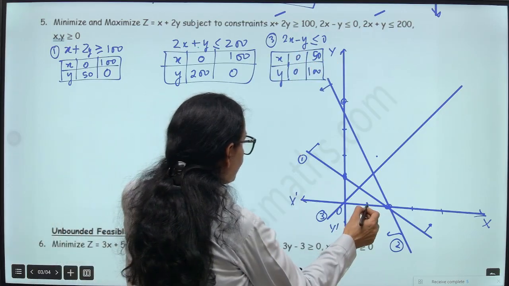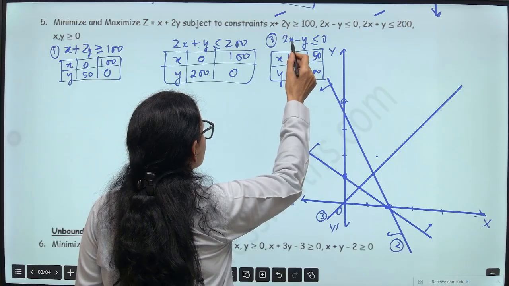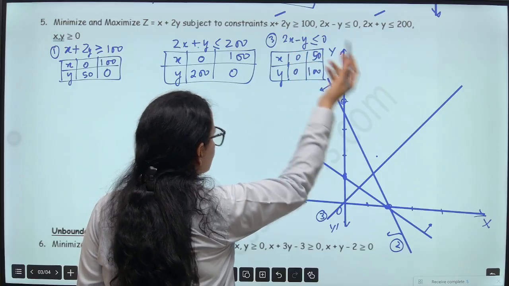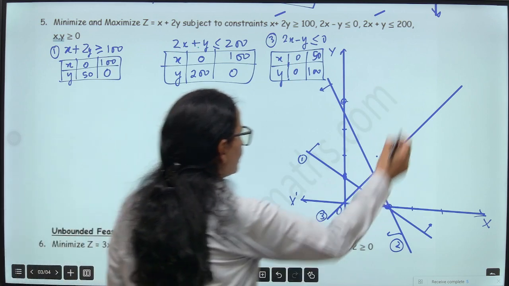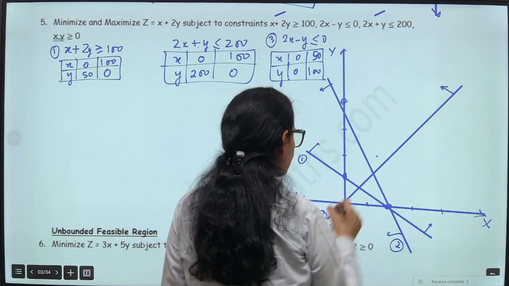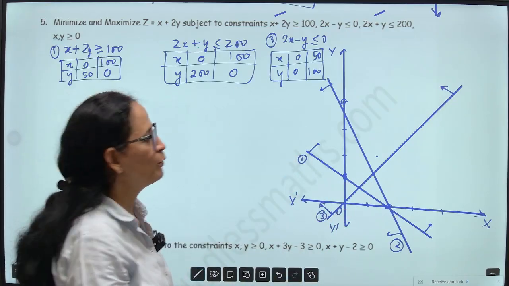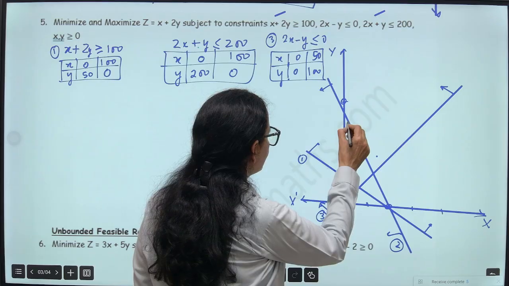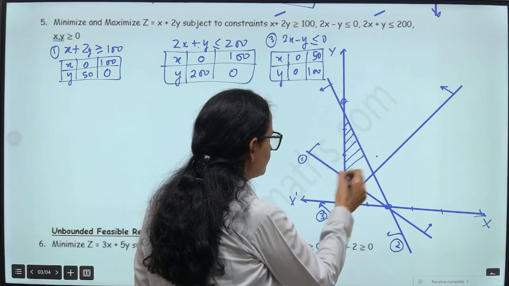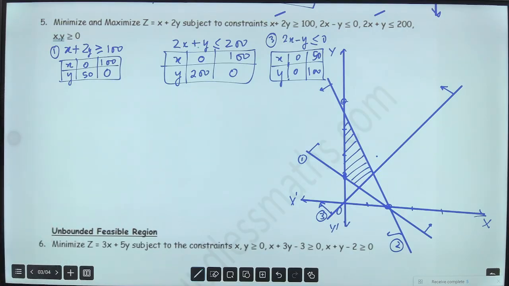Okay, let's take the point 1, 0. If x is 1, y is 0, so it is 2 minus 0, which is 2, and 2 is less than or equal to 0, no. So that means for this the arrows are going to be this side. So it's very important you use these arrows, that will help you identify the common feasible region, right? So now where is the common feasible region? It is this area. So this area is common between the feasible regions for all the 3 inequalities.